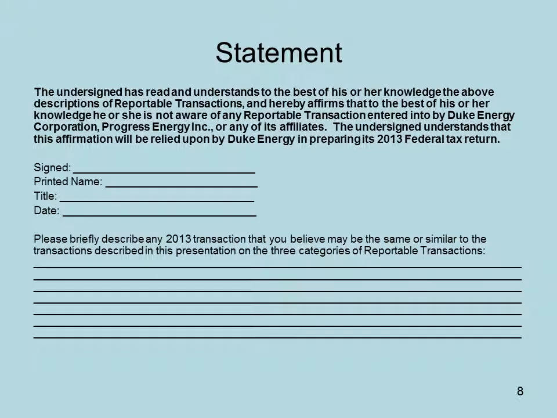This statement asks for your name, job title, signature, and date, and whether you're aware of any transaction that occurred in 2013 that you think may be the same or similar to any of the 3 categories of reportable transactions that we just talked about. That is, a transaction that involved an outside advisor who had an agreement that contained a confidentiality provision or contractual protection provision, or a transaction that involved a loss of $10 million or more in 2013, or $20 million or more over 6 years.